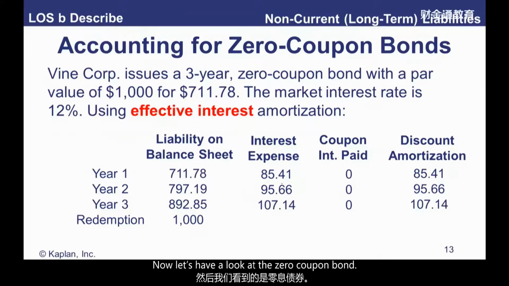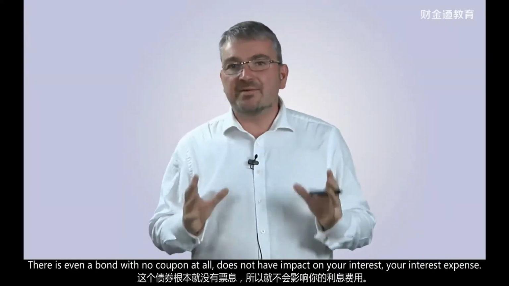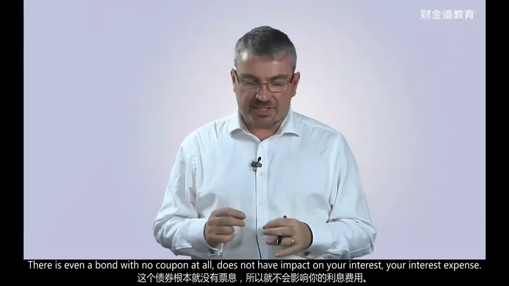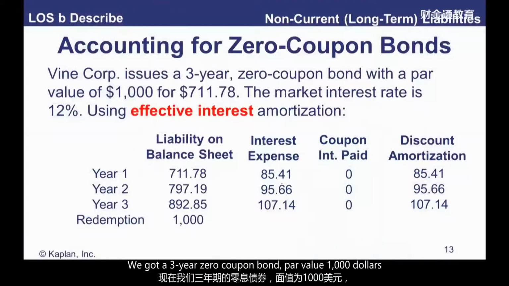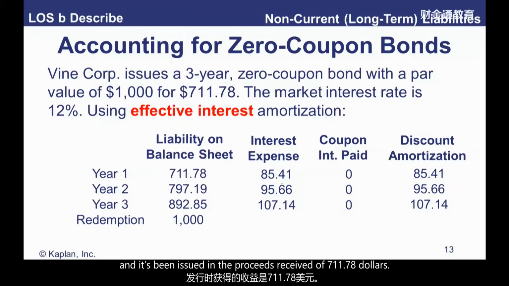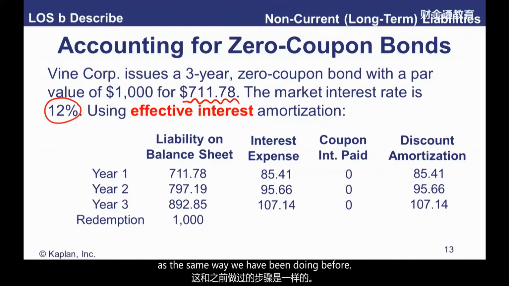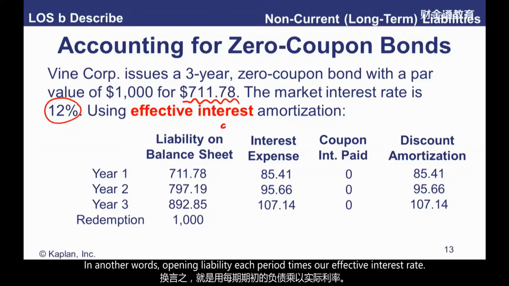Now let's have a look at a zero coupon bond. What this idea of amortizing discounts means is even a bond with no coupon at all does have an impact on your interest expense. So here we are, we've got a 3-year zero coupon bond, par value $1,000, and it's been issued and the proceeds received of $711.78. And that again is using a market rate at the time of issuance of 12%. Now again, we're going to calculate the interest expense the same way as we've been doing before. In other words, opening liability each period times our effective interest rate.